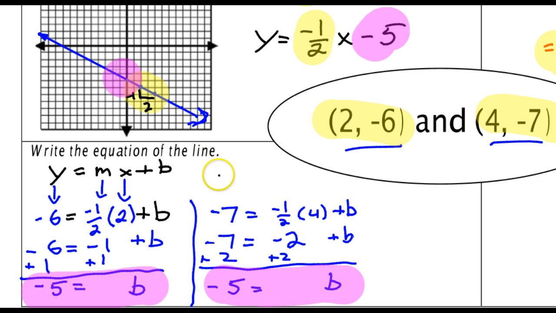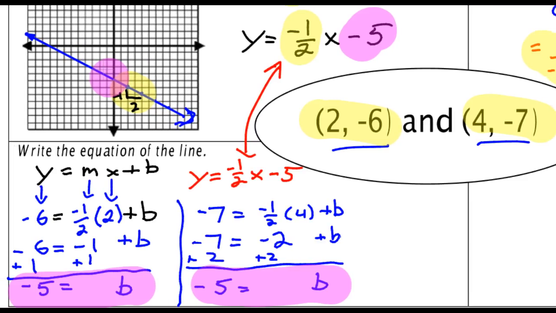Still haven't written the equation, although we kind of did already. We knew the slope was -1/2, and we found out the y-intercept is -5, but of course this just matches what we already got from the graph. So if these two don't match, something's wrong. Okay.